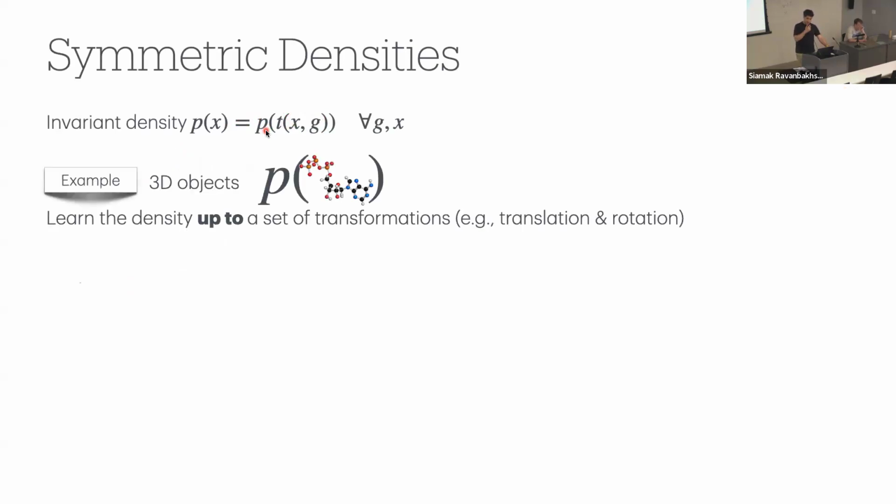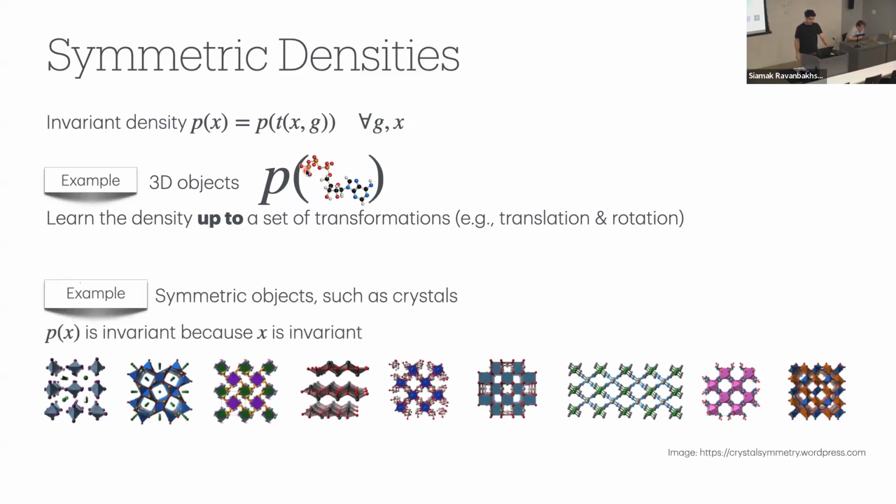This is important, for example, if you want to learn the distribution of molecules. If you do a rotation of the molecule, you don't really care about that rotation. It shouldn't change the probability of generating that molecule. So you want to learn this distribution of drug molecules up to this set of transformations of rotations and translations, for example. There is another reason you would get a symmetric density, and that's if the object itself is symmetric. This happens with crystals. Because a crystal is a symmetric object, it automatically is going to make the density also invariant to its symmetries.